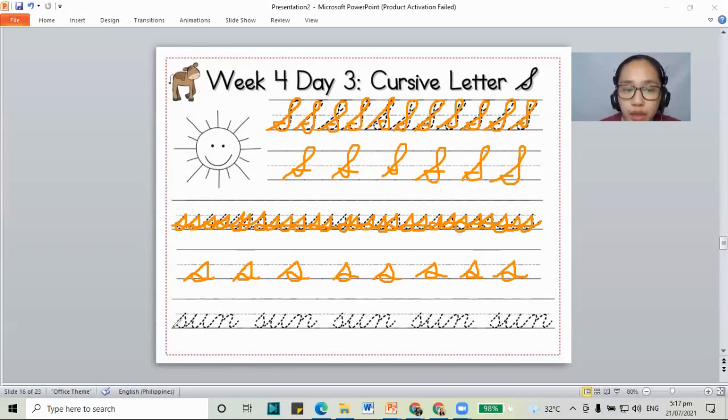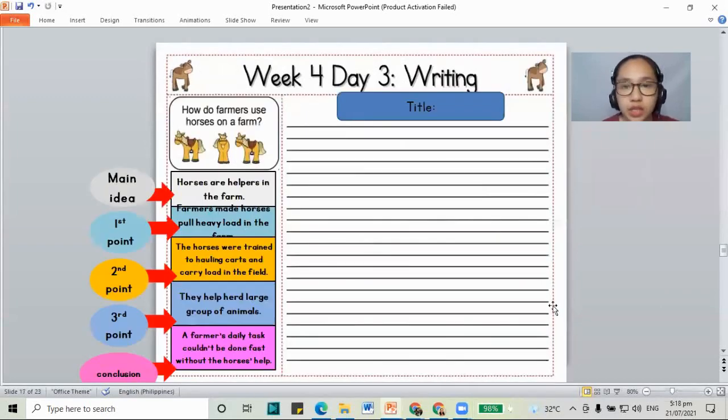Make the word sun. Make your letter S, U-N for the word sun. We have the word sun. This is how you make sun. How about the next one?